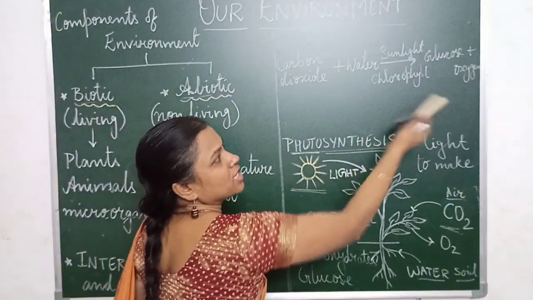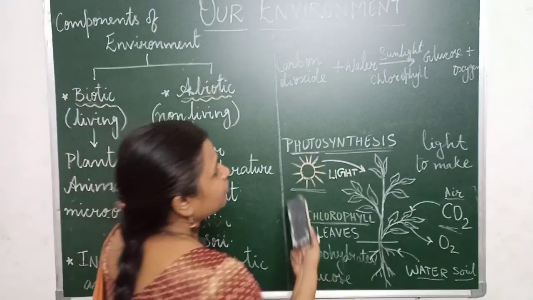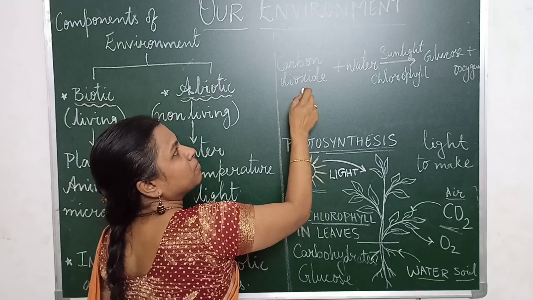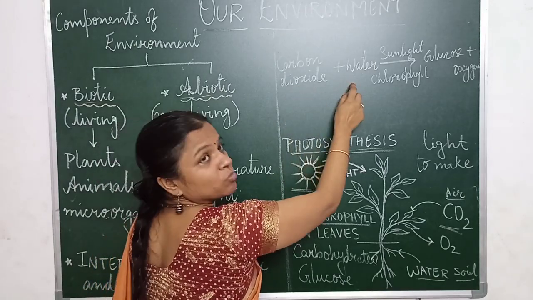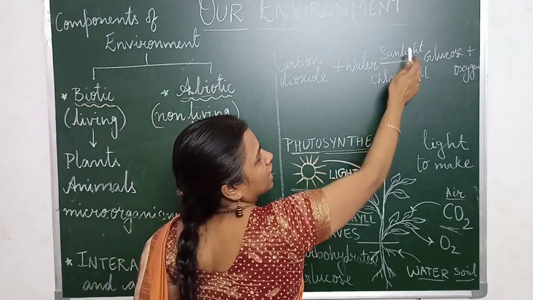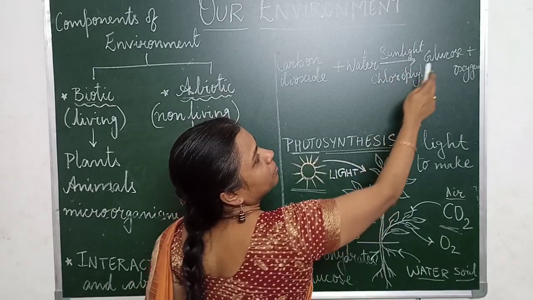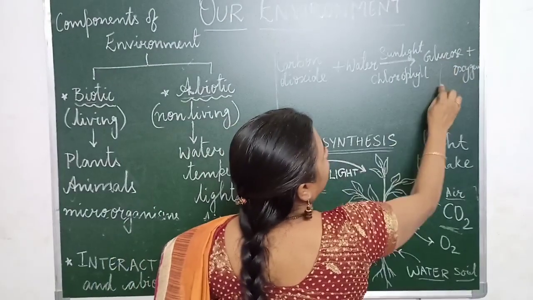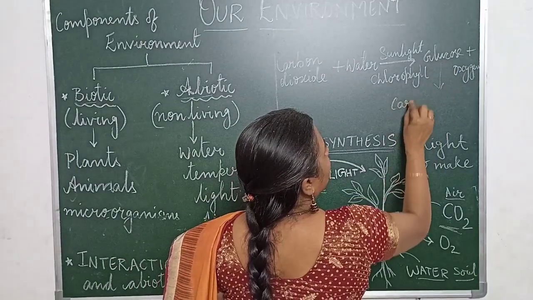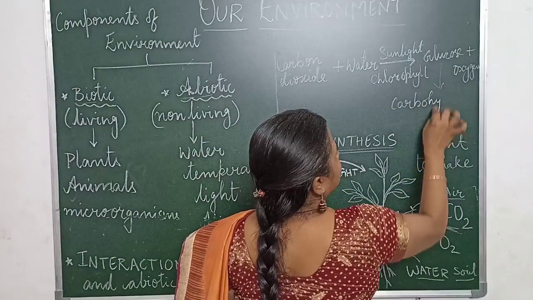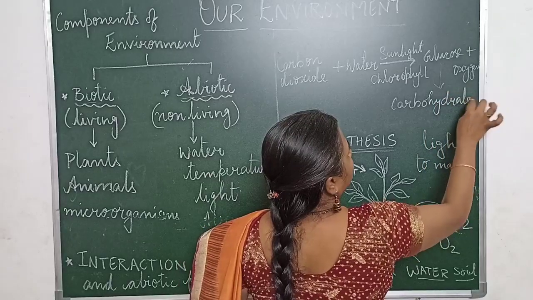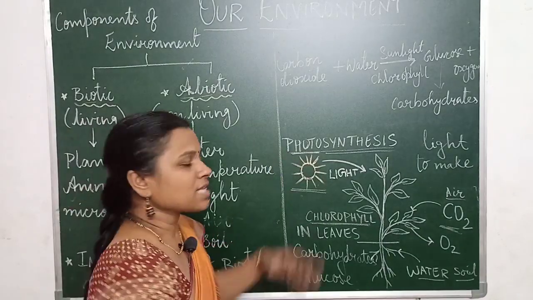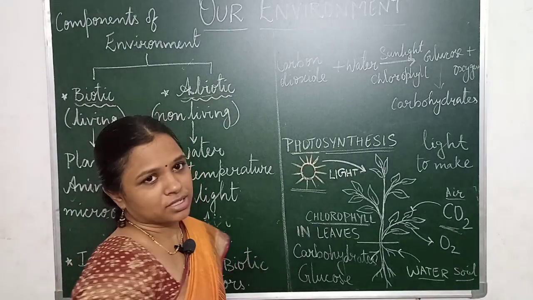At least by seeing this equation, we can easily define what is photosynthesis. So the green plants take in carbon dioxide and water in the presence of sunlight and chlorophyll. They prepare their own food in the form of glucose, or rather you can also write it as carbohydrates, and release oxygen. So this is about photosynthesis.